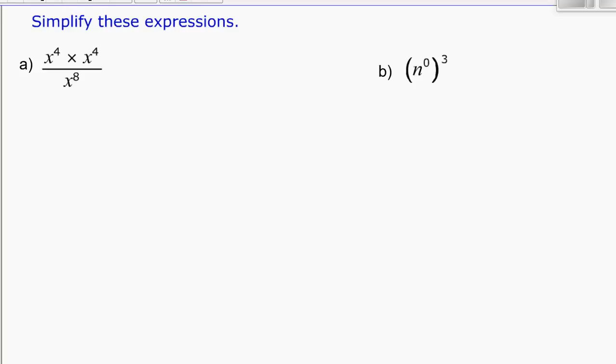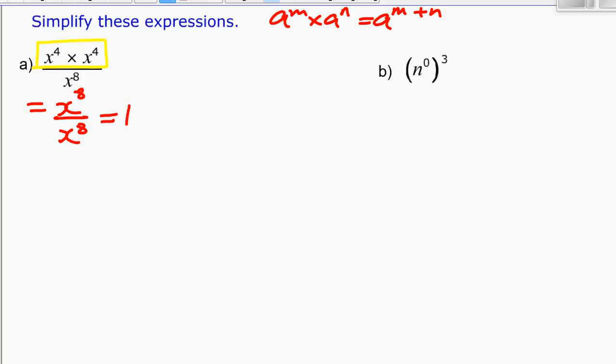Here are some questions that we can work out. To start, we can focus on the numerator. Because you're multiplying, you know that a to the power m multiplied by a to the power n is equal to a to the power m plus n. So what that will give us is x to the power a over x to the power a, which will be 1. No problem, you're dividing by the same thing, so you end up with 1. And here, n to the power 0, anything to the power of 0 is 1, so 1 to the power 3, which is just 1.